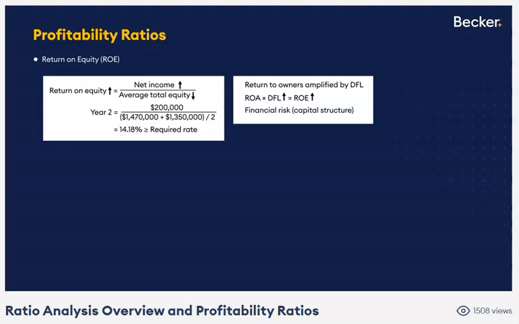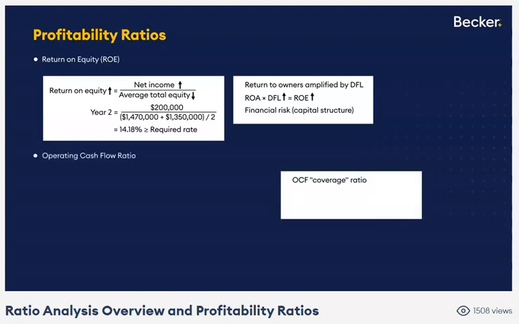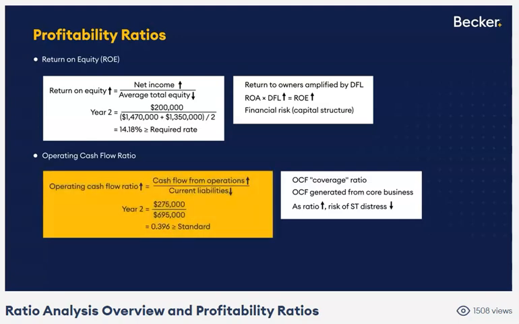Okay. Last ratio in this set, folks, we want to make sure we're generating enough cash internally from our core business to cover the liabilities that are coming due. So this is really an operating cash flow coverage ratio. Is the numerator sufficient to cover what's due in the denominator? Okay, and the operating cash flow is cash generated from the core business. It's not affected by methods or estimates. It's the cash collected minus the cash paid from your core business. The higher the operating cash flow coverage ratio, the less risk of short-term distress. So we want that ratio greater than or equal to the standard.